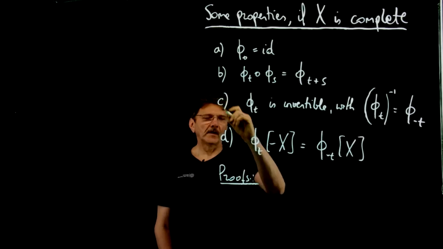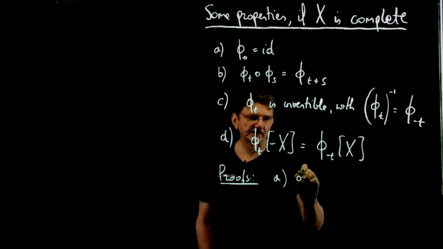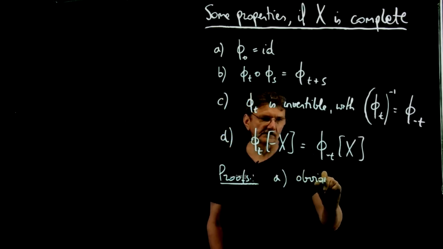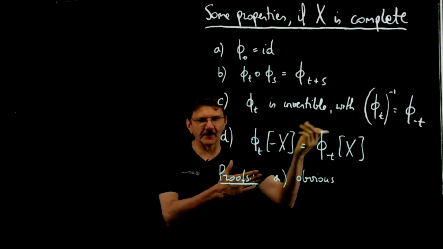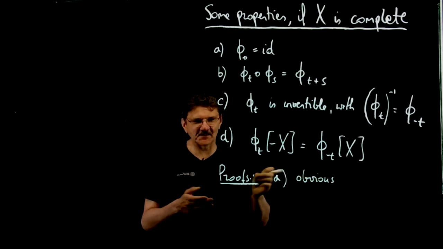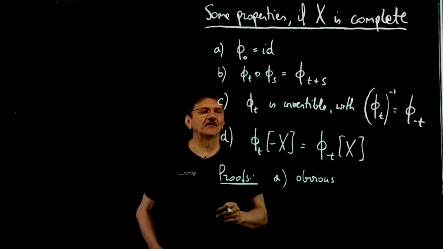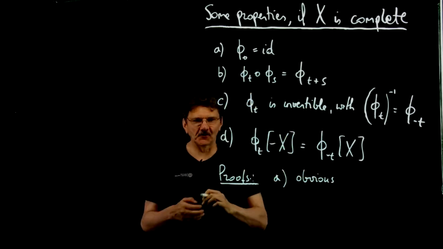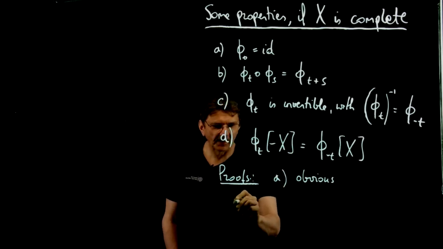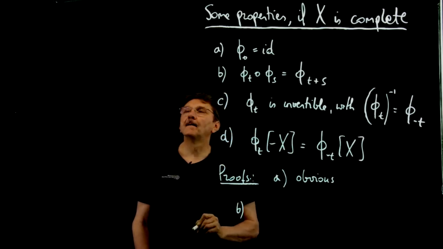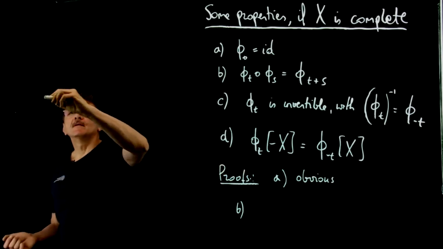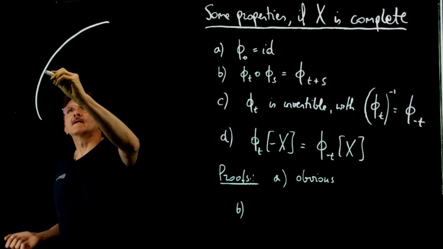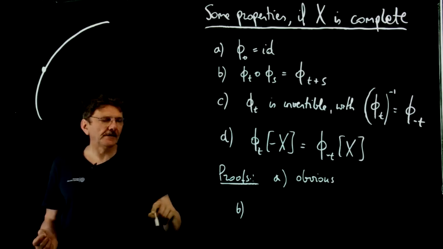Proof. Well, A is obvious. Phi zero is the identity because you have to solve this equation, but you don't solve it if you just want to go along this flow for a zero time. So we have this, let's do B.